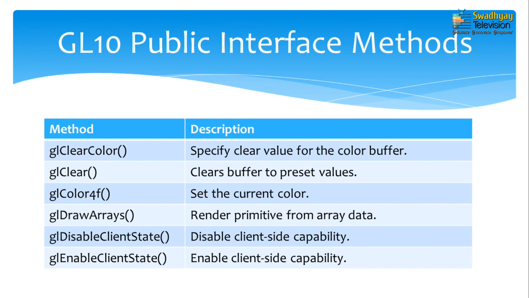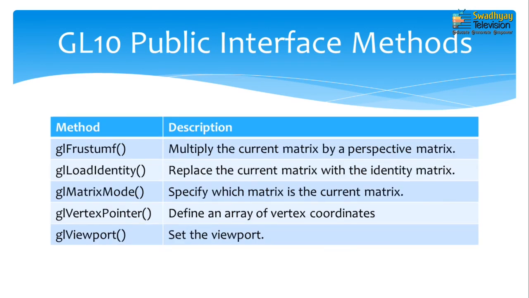Where there is a function called glDisableClientState, which disables a client-side capability, and we have glEnableClientState, which enables a client-side capability. Other methods are glFrustumf, which multiplies the current matrix by a perspective matrix. Then we have a method named glLoadIdentity, which replaces the current matrix with the identity matrix.